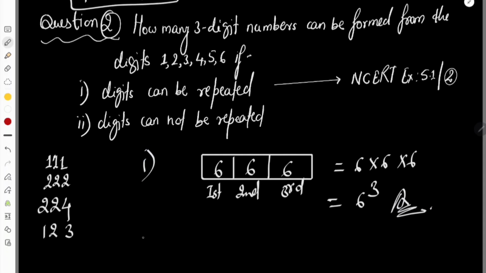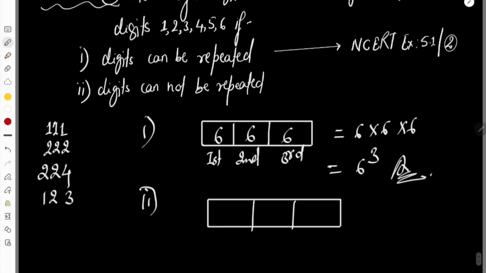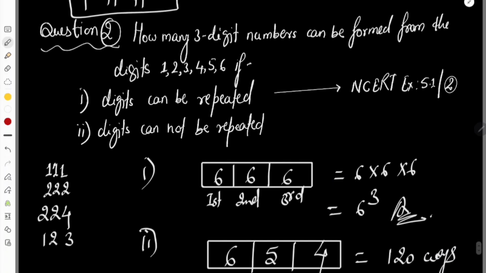You can write the answer. Second one, saying that repetition not allowed, digit cannot be repeated. If digit cannot be repeated, someone will say, sir, first if you are filling this place, then it is 6 ways. Now any one digit will be filled here, so 5 digits will be remaining. I can fill this one in 5 ways and this one in 4 ways. So 5 sixes are 30, 4 threes are 120 ways are there to fill these three places. Means in 120 ways I can form the 3 digit number using 1 2 3 4 5 6 when repetition is not allowed.